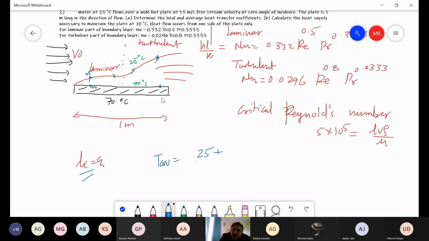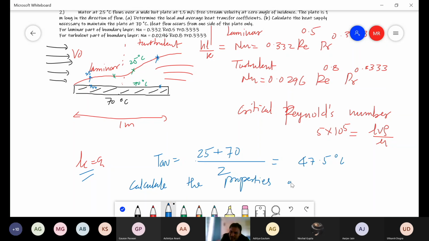So the simple way, and this is what is usually done in forced convection: whenever we are looking at such systems where the surface temperature is different and the bulk temperature is different, then you take the average between the surface temperature and the bulk temperature. So surface temperature here is 70, bulk temperature is 25. You take the average of that. So that comes out to be 47.5, and you calculate the properties at average temperature.